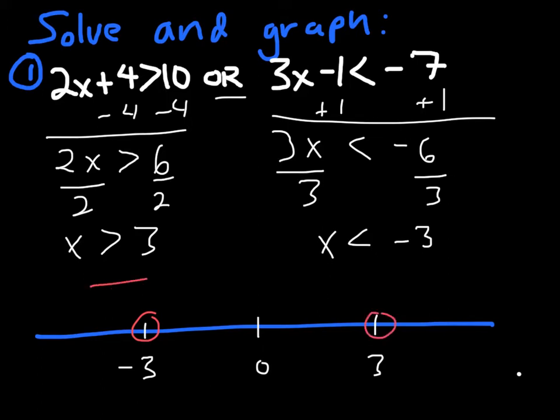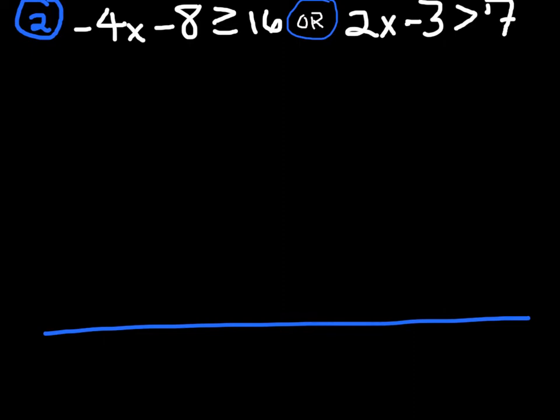And if I look at this side, it says x is greater than 3. And this side says x is less than negative 3. So it'll be shading this way. Notice again it says OR, so we're going apart. Okay, let's try another OR one.